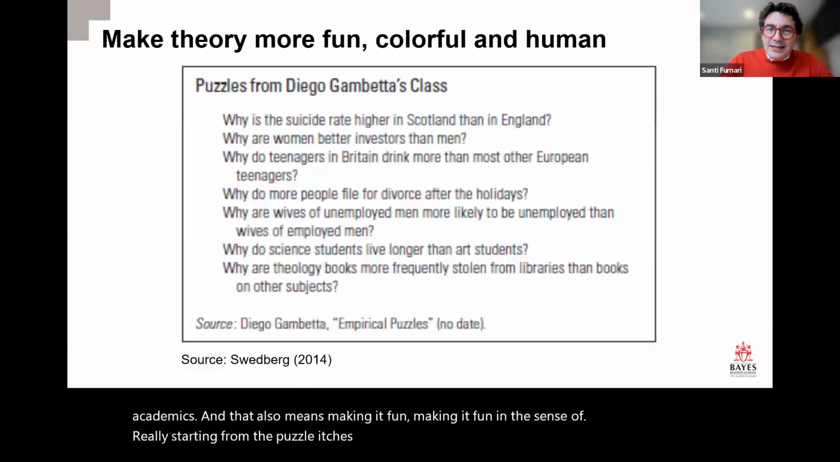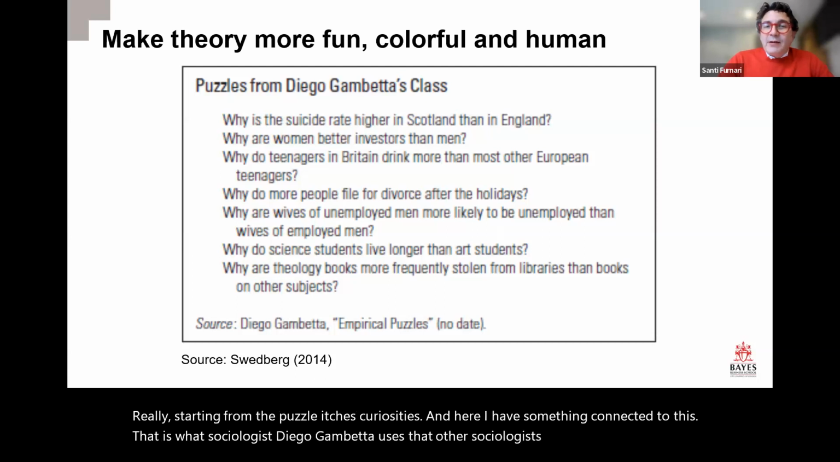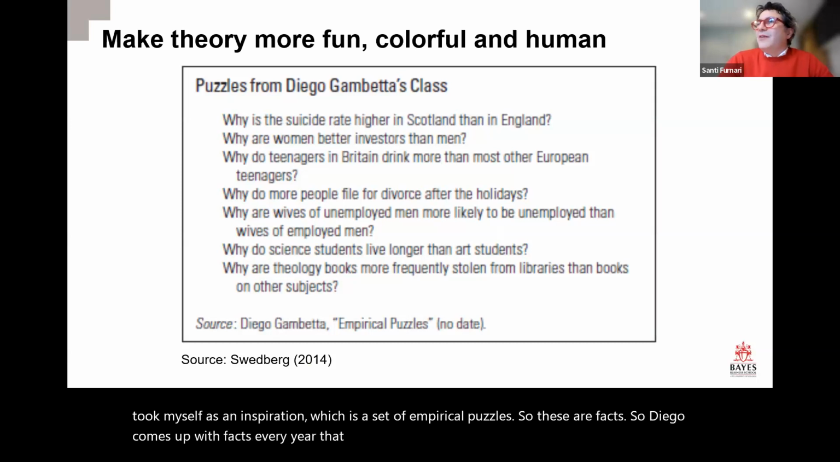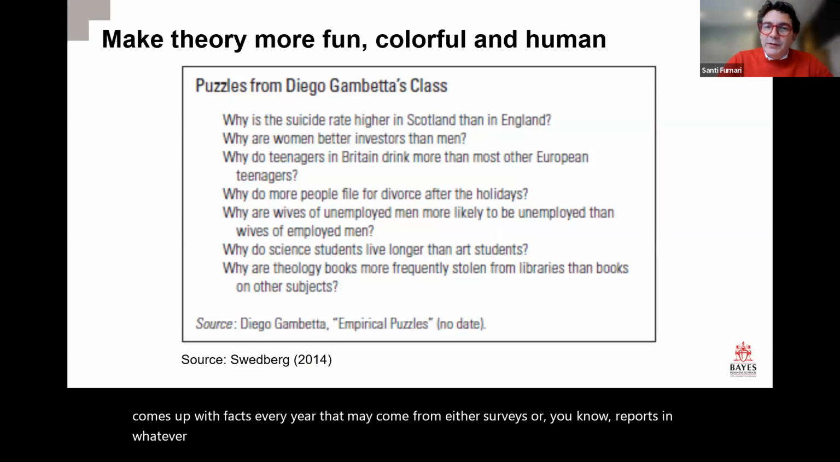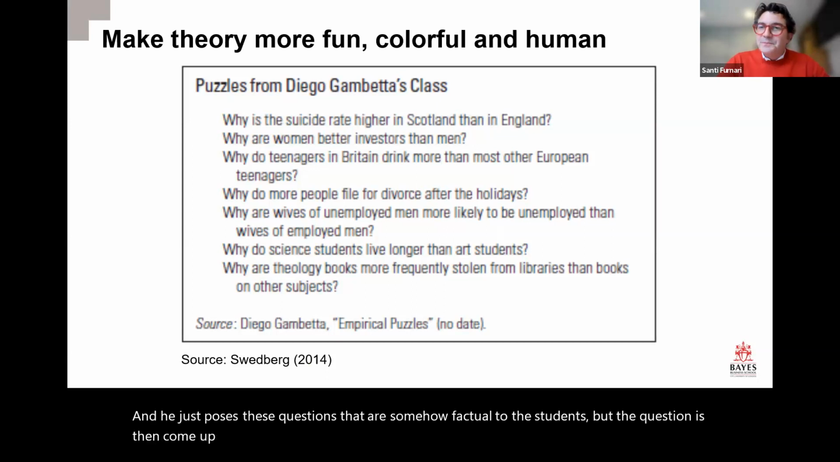And here I have something connected to this, that is what sociologist Diego Gambetta uses, that other sociologists have used, and which I took myself as an inspiration, which is a set of empirical puzzles. So these are facts. Diego comes up with facts every year that may come from either surveys or reports in whatever countries, Europe, US, Asia. And it just poses these questions that are somehow factual to the students. But the question is then, come up with your own explanation.